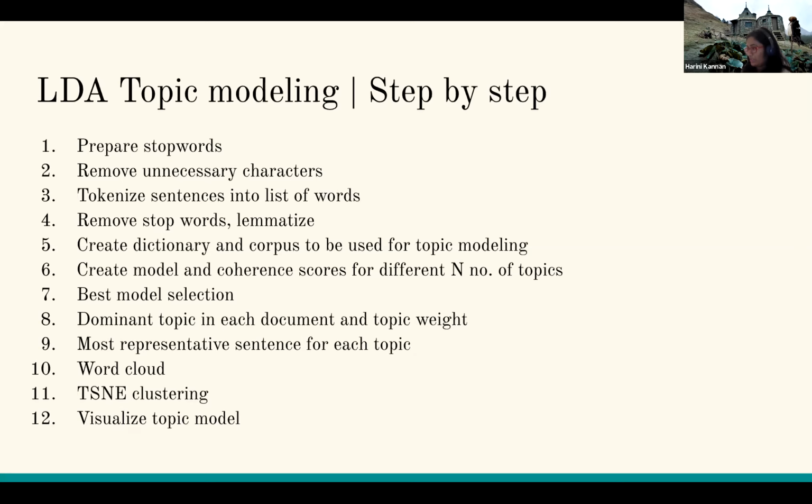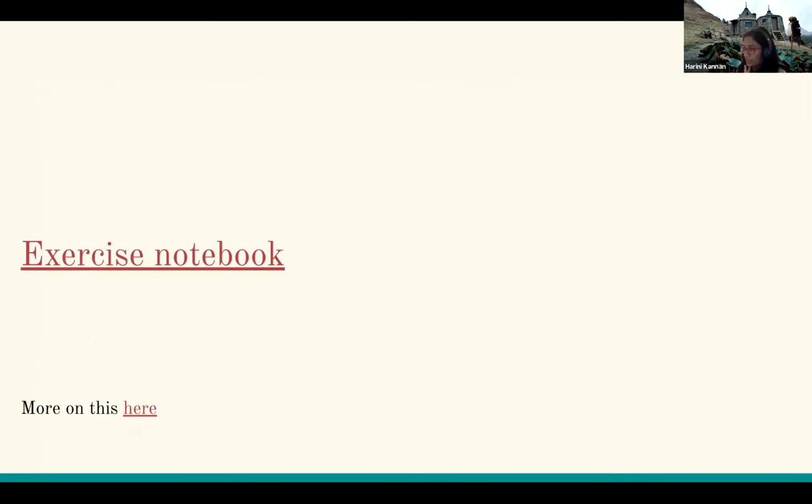Then you create the model, and then you have something called coherence scores, which you can use to figure out the optimum number of topics for your corpus. And then we do the model selection, figure out the dominant topic in each document, and the most representative sentence for each topic, which is optional. You visualize the word cloud, you visualize t-SNE clustering, you visualize the model. We'll see all this later.